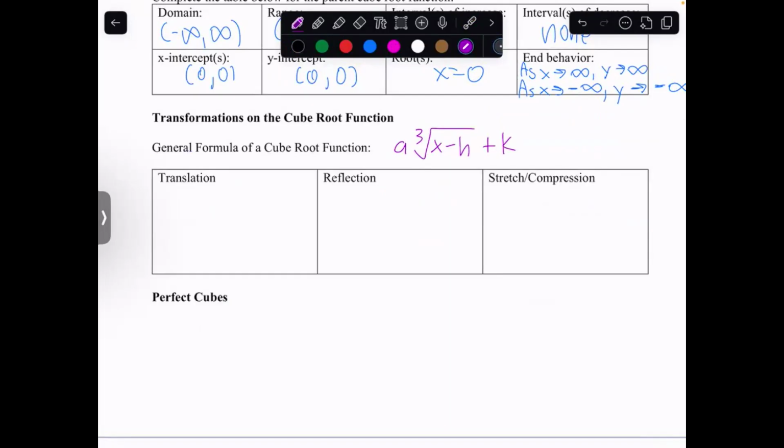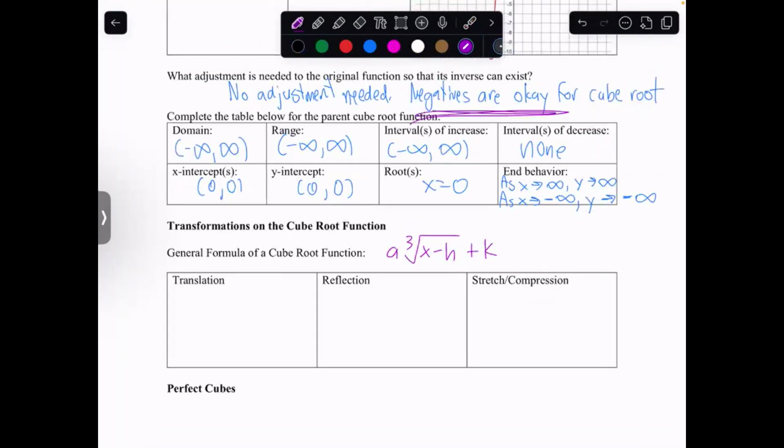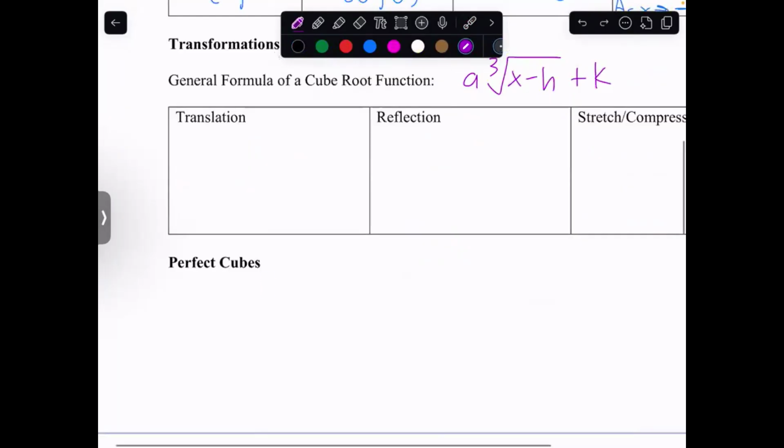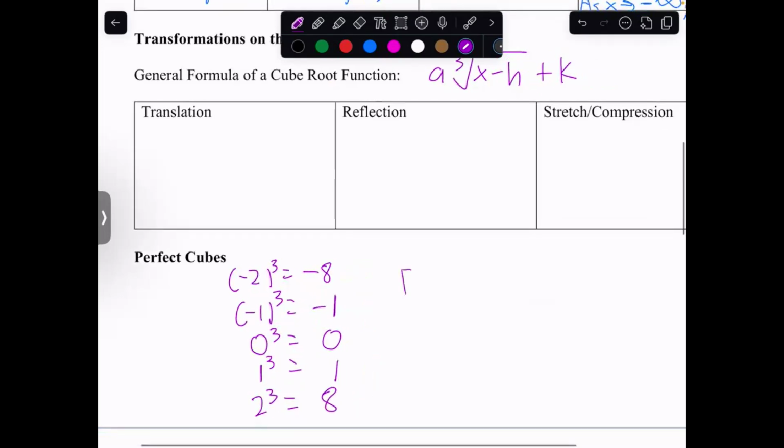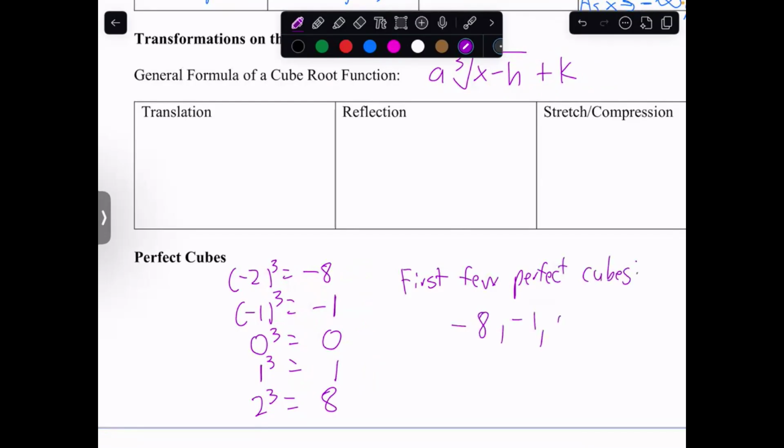Here we have to be careful because remember, negatives are okay. So -2 cubed: -2 times -2 is 4, times a third -2 is -8. -1 cubed is -1, 0 cubed is 0, 1 cubed is 1, 2 cubed is +8. So the first few perfect cubes that we will often be using are -8, -1, 0, +1, +8.